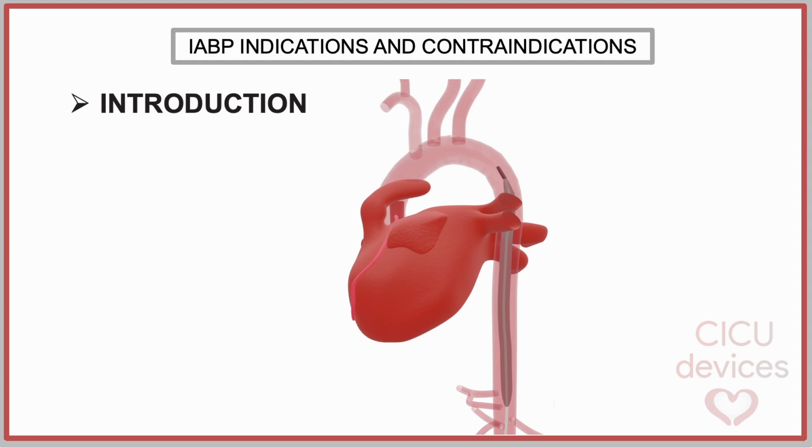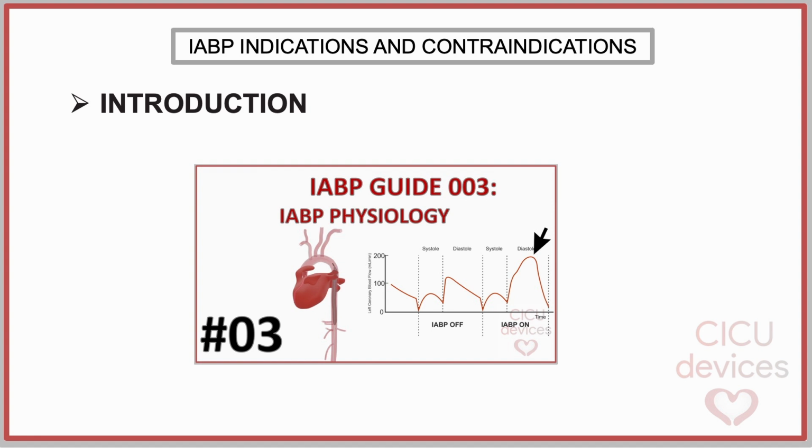During diastolic inflation, the balloon displaces blood toward the coronary arteries, increasing diastolic pressure and myocardial oxygen supply. Conversely, rapid deflation before systole reduces aortic end diastolic pressure and lowers afterload, thereby decreasing myocardial oxygen demand and facilitating left ventricular ejection.